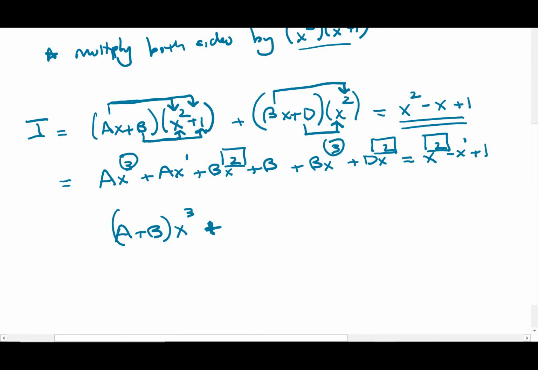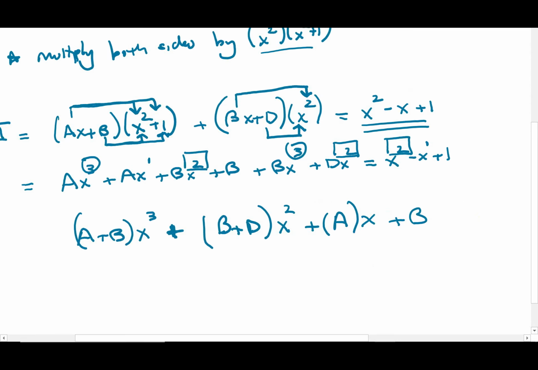Okay, so we have dx squared and bx squared, so plus b plus d x squared. And then for the x, we have plus ax. Is that it? I believe. Okay, ax. So we just have ax, and then we have plus b. Equals x squared minus x plus 1.